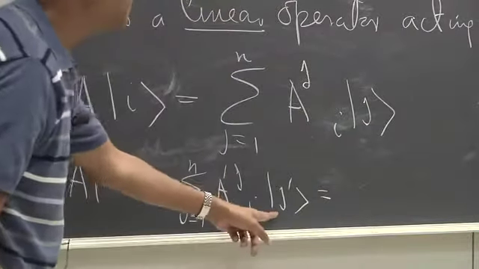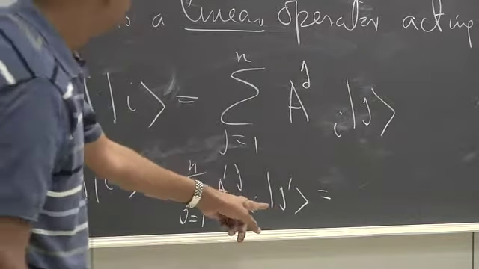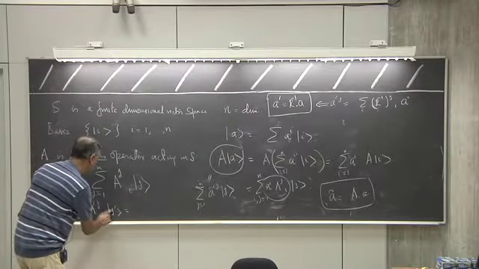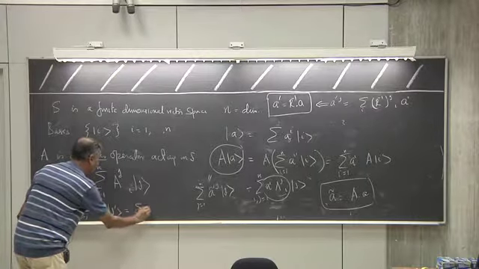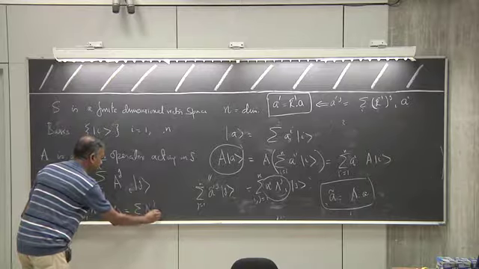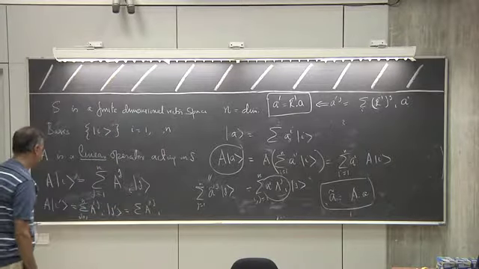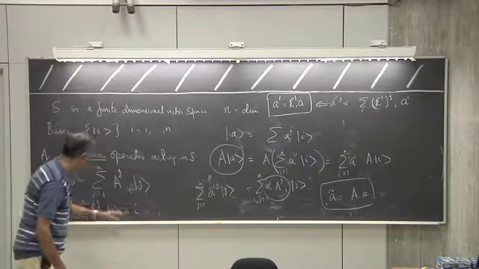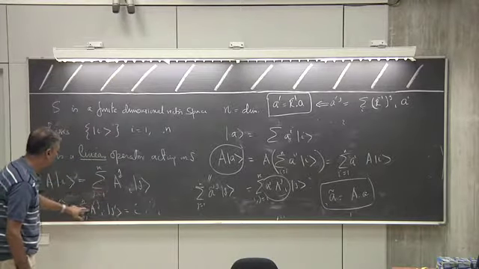Well, j prime. So this is the same as, remember what j prime was. So let's write it like this: A prime_ji, or perhaps let's try to write the relation between this and that.